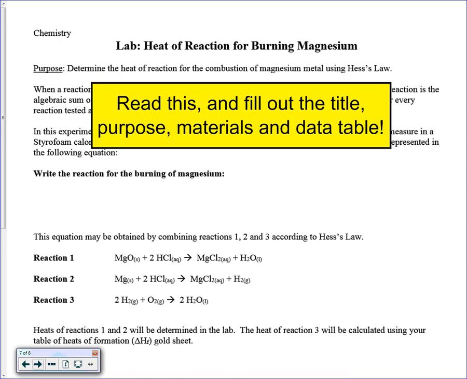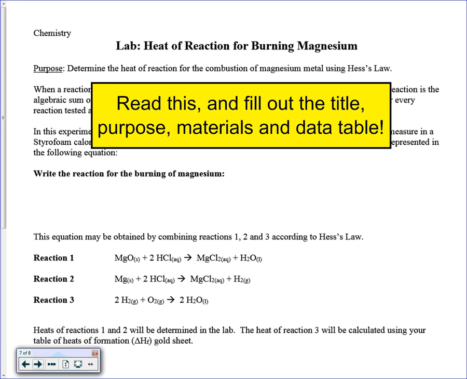Next, the sub is going to hand out this lab, which is the heat of reaction for burning magnesium. This is the lab that we're going to be doing in class tomorrow. And so you need to do the pre-lab with whatever time you have remaining. So in order to do the pre-lab, you need to read it, you need to fill out a title, you need to fill out a purpose. You also, the new thing that you have to do this time is you have to fill out the materials you'll need in this reaction.